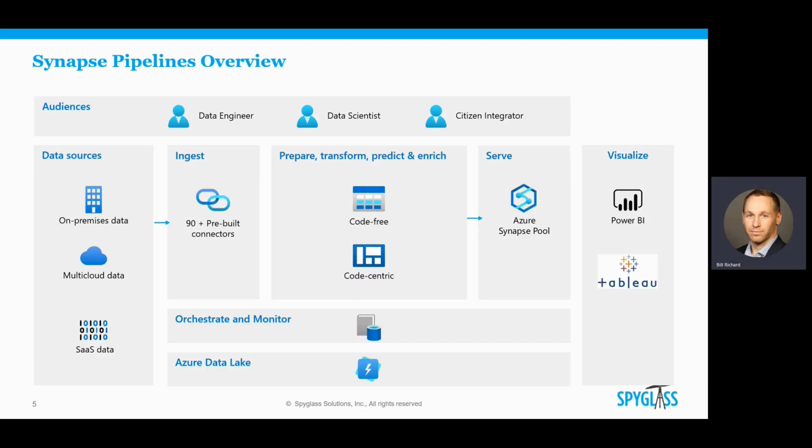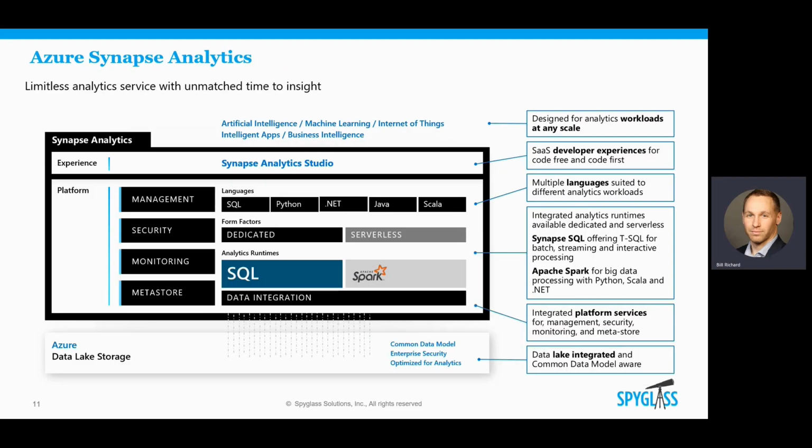To summarize, Synapse pipelines, the ability to ingest, prepare, transform, predict and enrich, and integrate with things like the Synapse pool is essentially the equivalent of what Azure Data Factory is. Everything else within the Synapse workspace, all of the capabilities that you find beyond this, including the management, security, monitoring, the Metastore, the SQL engine, the Spark engine, dedicated SQL, serverless SQL, and a host of different languages to take to your advantage, are not found within Azure Data Factory.